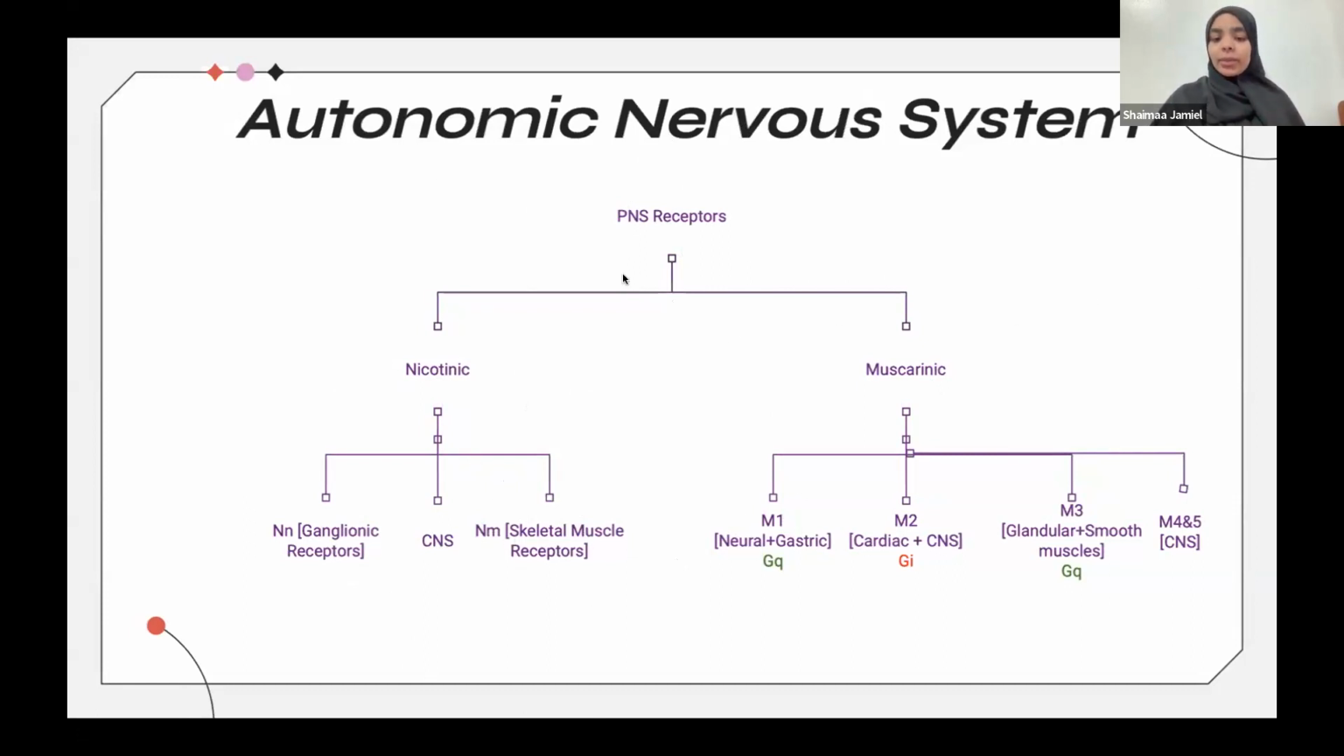For muscarinic, we have M1, M2, M3, M4, and M5. M1 is neural and gastric. However, this is what is in your lecture. In First Aid, it's different. So I think you should remember it according to your lecture.